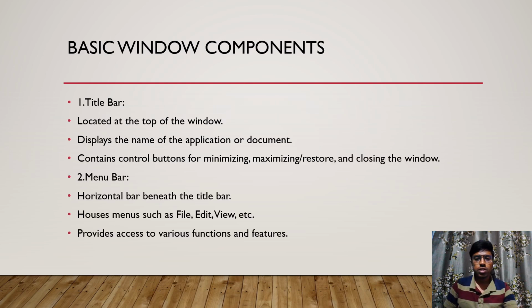Basic window components. First, the title bar, located at the top of the window, displays the name of the application or document. It contains control buttons for minimizing, maximizing, restoring and closing the window. Second, the menu bar, a horizontal bar beneath the title bar, houses menus such as file, edit, view, etc. It provides access to various functions and features.